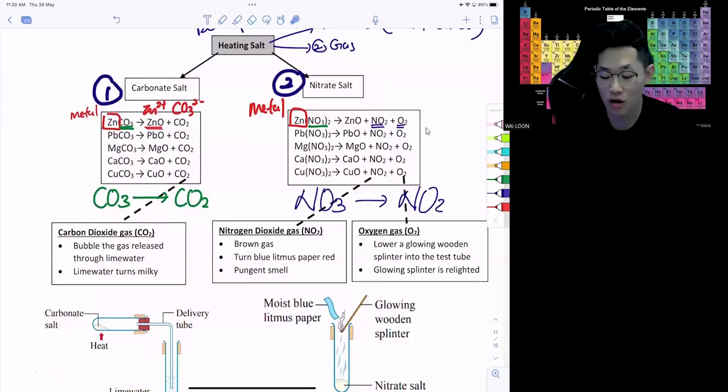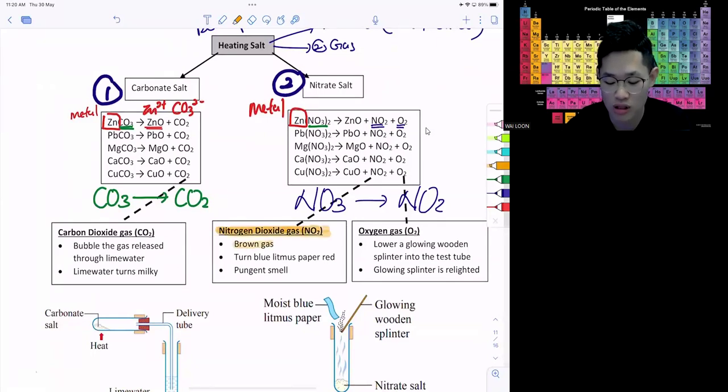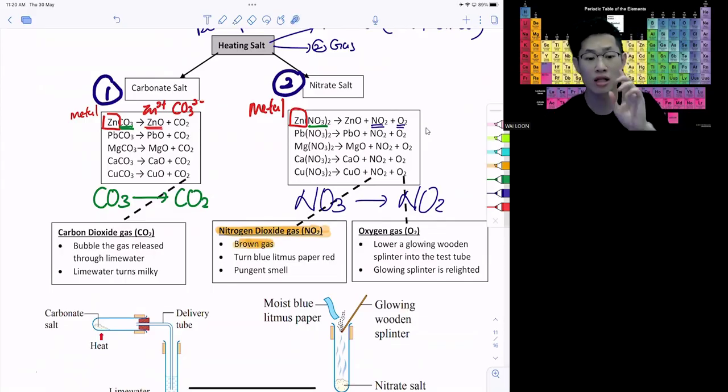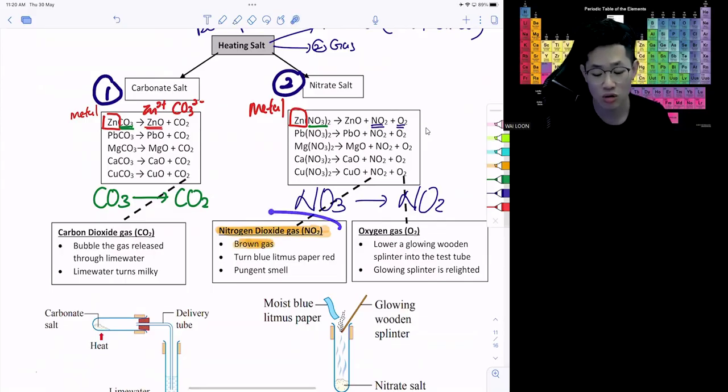To differentiate NO2 and O2, please remember NO2 is brown in color. In this salt chapter, there's only one type of brown gas, NO2. When I see brown gas, confirm is NO2, confirm.